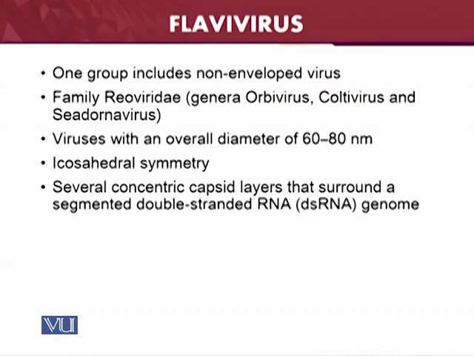One group includes the non-enveloped viruses. The family Reoviridae, which has the genera orbivirus, coltivirus and pseudonaviruses, are included in this group of the flaviviruses. The size of this group is about 60 to 80 nanometers, and the viruses have icosahedral symmetry. Several concentric capsid layers surround the segmented double-stranded RNA in this kind of flavivirus.